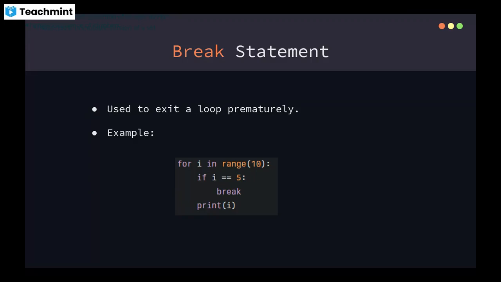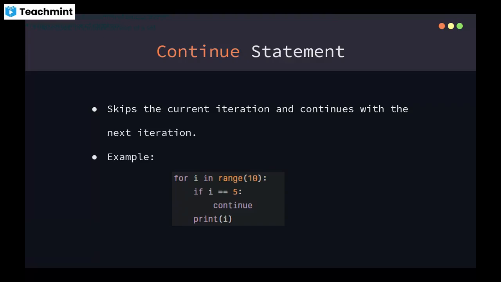Okay. So when i reaches 5, the control will get removed from the for loop. It will exit at the point where i reaches 5, by giving a break statement. In the same way, we have the continue statement. The continue statement skips the current iteration and continues with the next iteration.